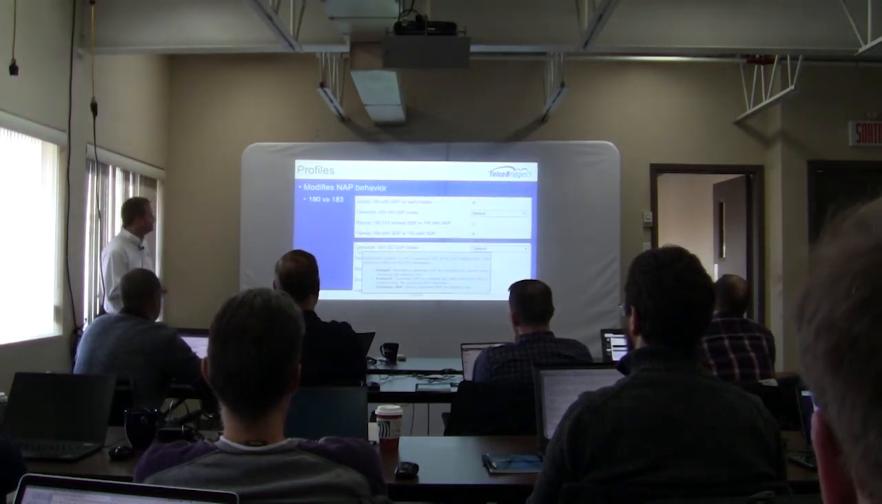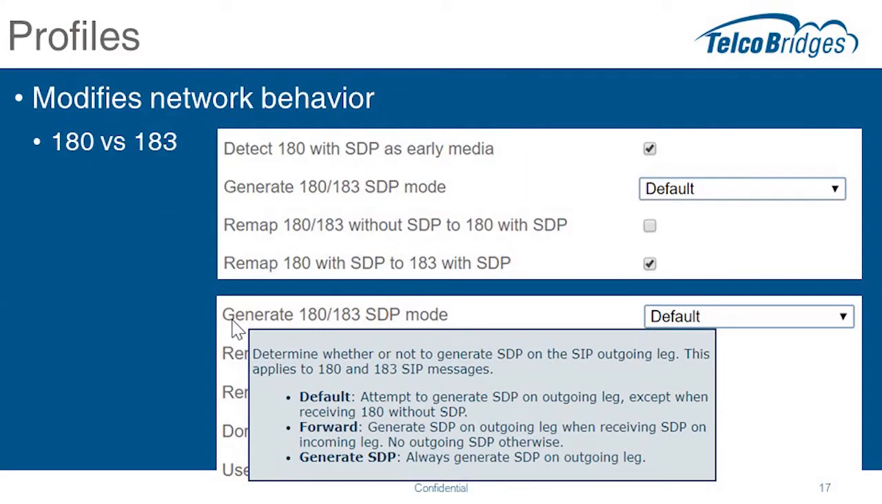And these are the examples I was mentioning. Usually the 180 has no SDP inside, and here it says 180 with SDP as early media. Normally this is checked. So if we receive a 180 and there's an SDP, we say, yes, there's early media inside, it's fine. Remap without SDP to something with SDP, or 180 to 183, so we can adjust this.